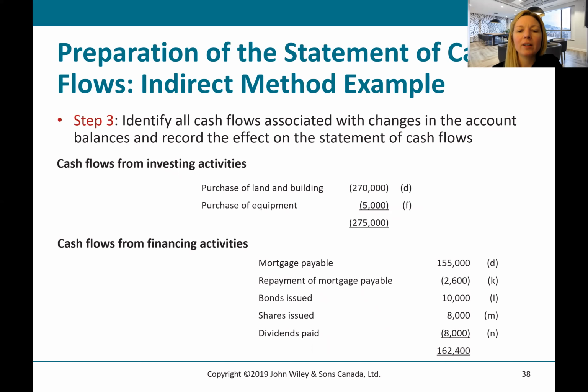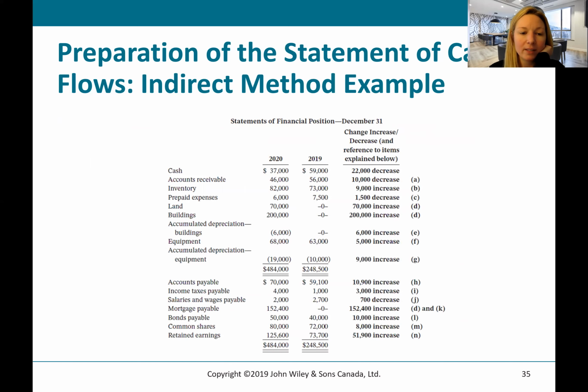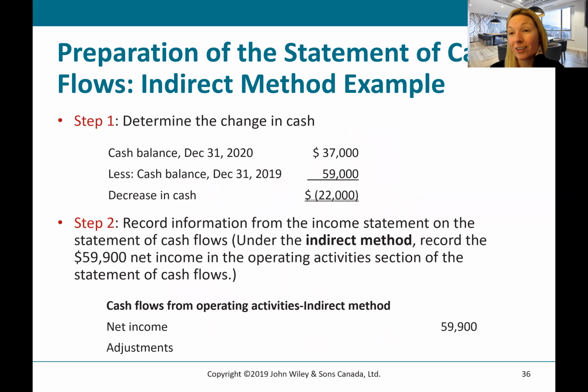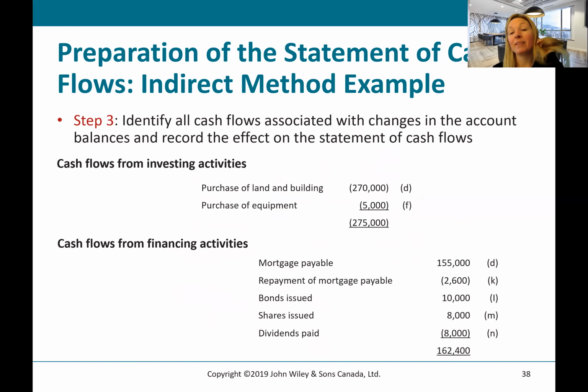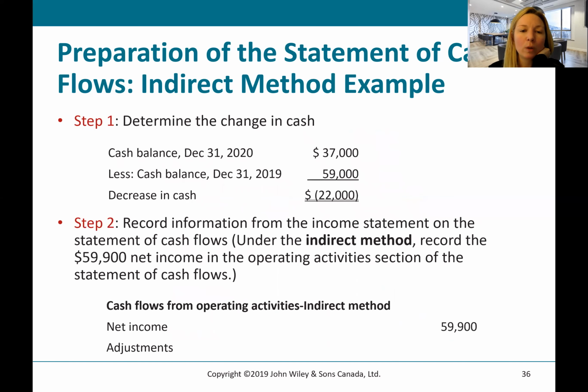Okay. So we must have repaid then $2,600 of the mortgage because we got in 155, but we only have 152,400 on our statement of financial position. So we must have repaid the difference. Then a bond issued. So let's take a look at where we got that from.